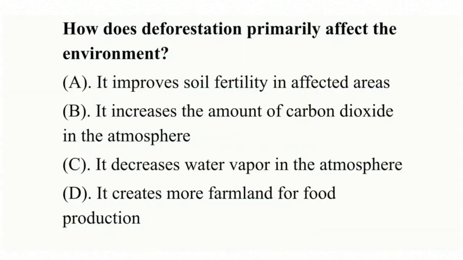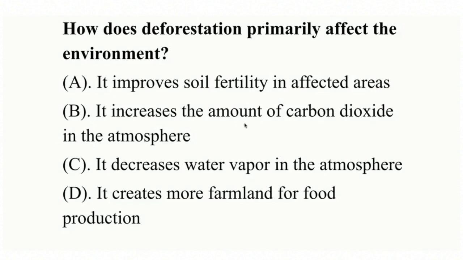How does deforestation primarily affect the environment? Again, we're talking about deforestation and how it is affecting the environment. Deforestation involves large-scale removal of trees. It affects ecosystems, the climate, and biodiversity. It is one of the environment's largest harms and deals with rising CO2 levels. So let's take a look at this. A, it improves soil fertility in affected areas. Short term, it could, but over the long term it is actually going to cause degradation of the soil, and it's going to cause worse deforestation.